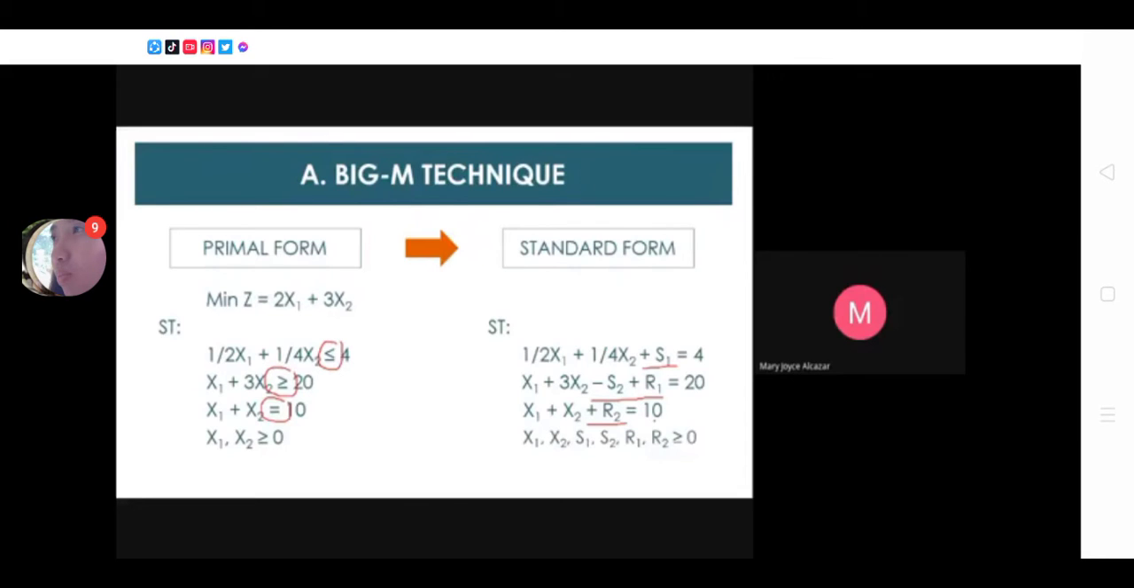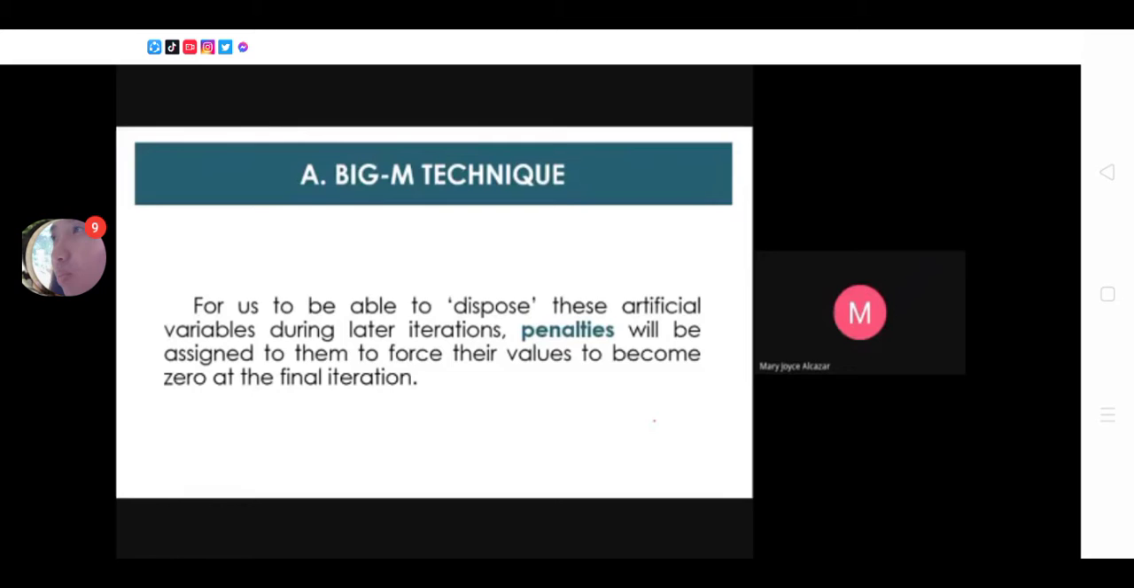Then, list down all variables. They should be greater than or equal to 0. Then, for us to be able to dispose of these artificial variables during later iterations, we have to assign penalties to them to force their values to become 0 at the final iteration.